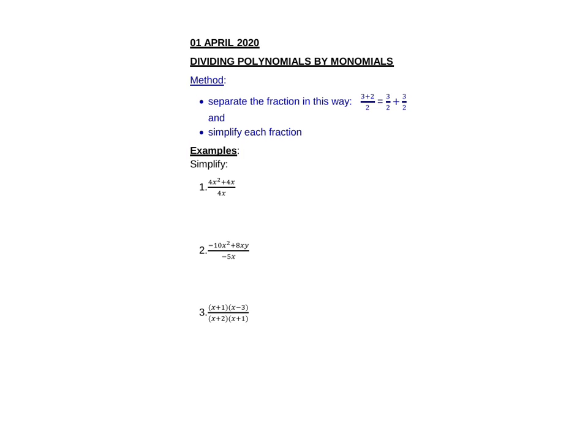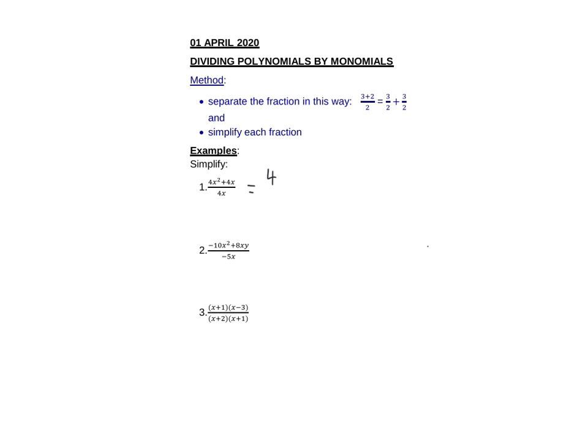Good day, everyone. When we're dividing polynomials by monomials, we need to separate the fraction first, like you would last year, and then we simplify each fraction that we get from that. So let's have a look at our examples. Firstly, 4x squared plus 4x divided by 4x.